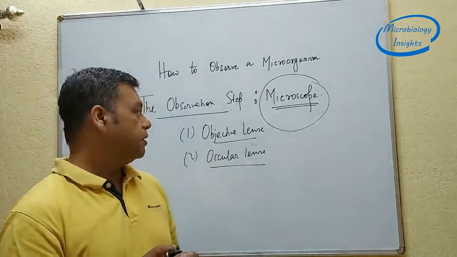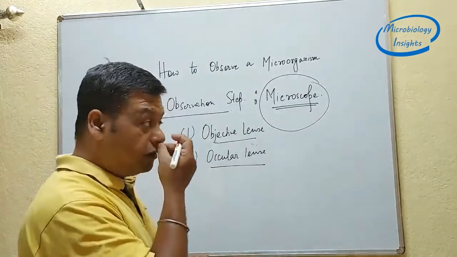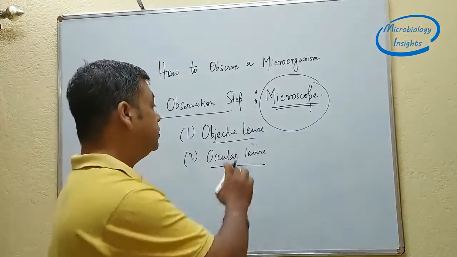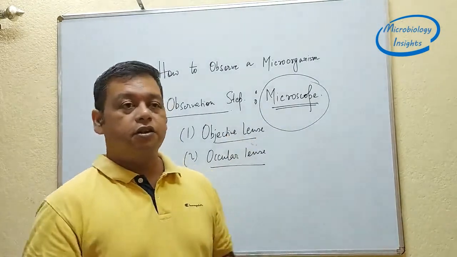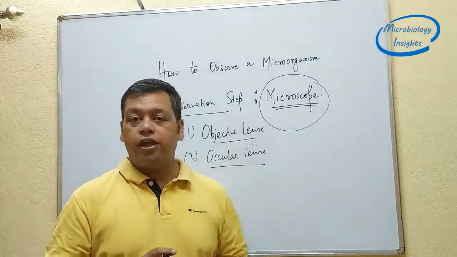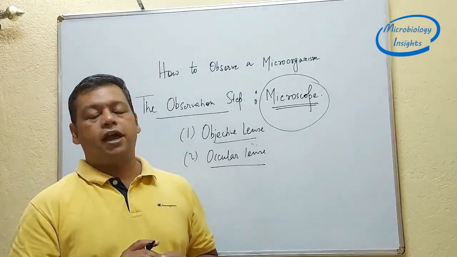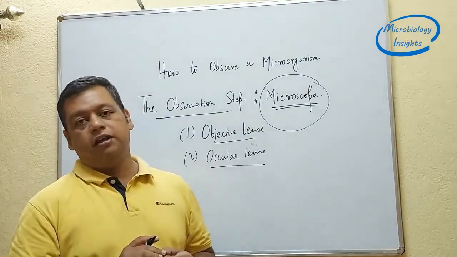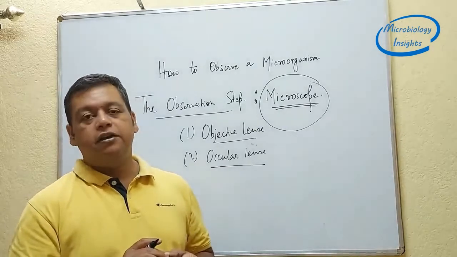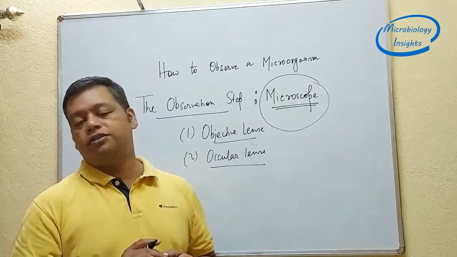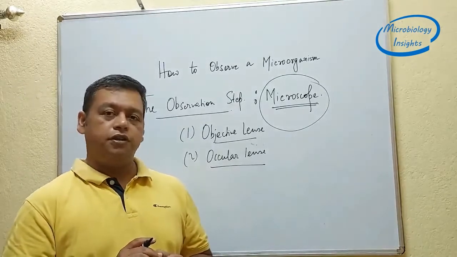When we observe the microbes through these two lenses, we get a magnified image. So this is the way by which we can observe a particular microbe, and its shape, its size and its structures can be revealed.